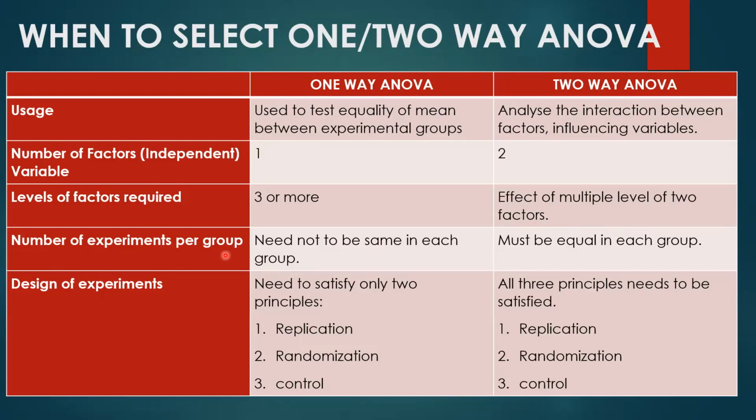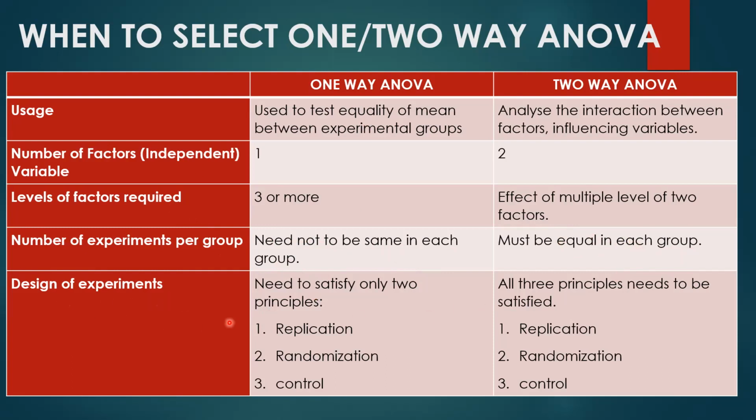Number of experiments per group. This one is just the number of experiments, like the replicates for those who are doing experiments. It need not be the same. So for one factor, you can do 3 experiments, for another one, you can do 5. No problem for one-way Anova, because we are looking at the mean. But if you are doing two-way Anova, it must be the same. The number of experiments you do for each factor must be the same.